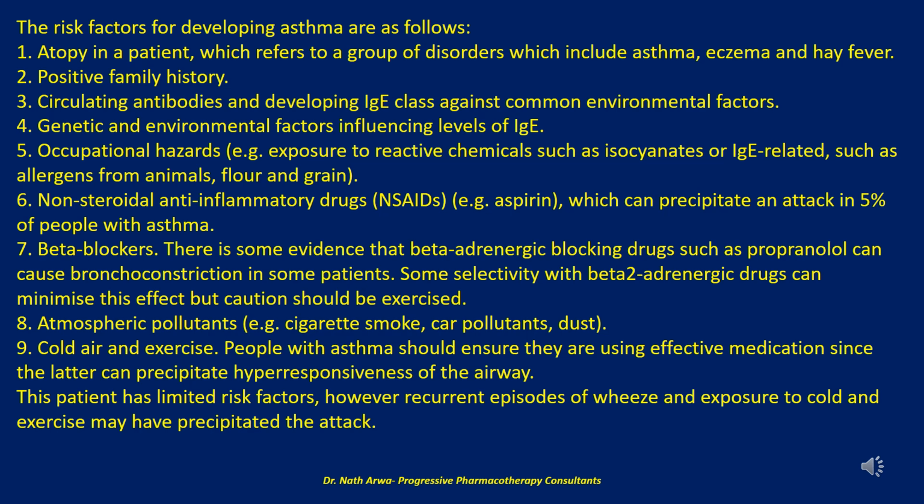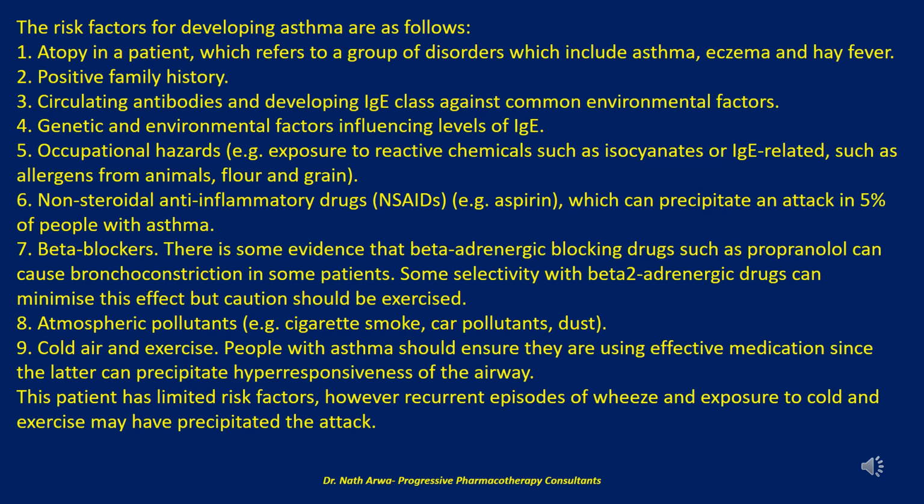The risk factors for developing asthma are as follows. 1. Atopy in a patient, which refers to a group of disorders which include asthma, eczema and hay fever. 2. Positive family history. 3. Circulating antibodies and developing IgE class against common environmental factors. 4. Genetic and environmental factors influencing levels of IgE. 5. Occupational hazards, e.g. exposure to reactive chemicals such as isocyanates or IgE-related, such as allergens from animals, flour and grain.